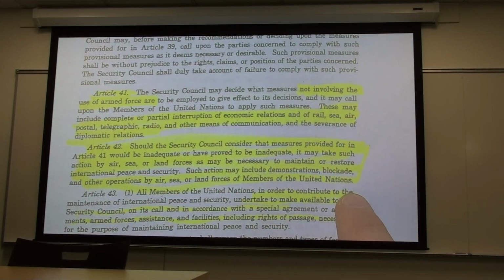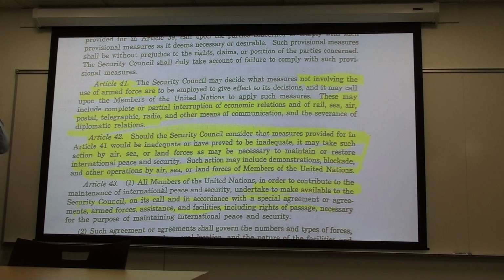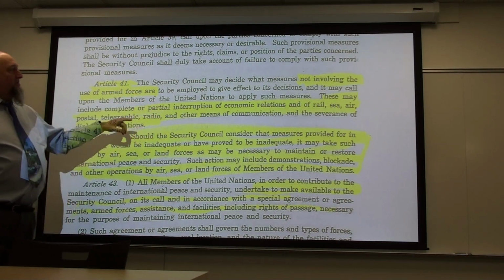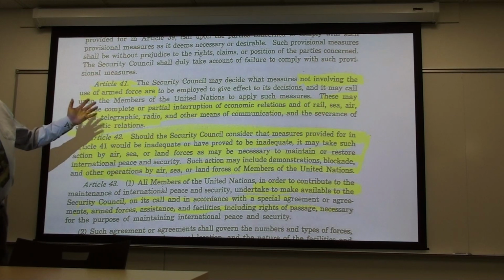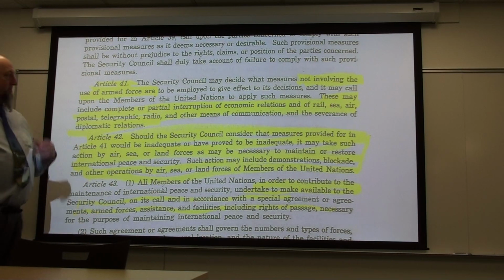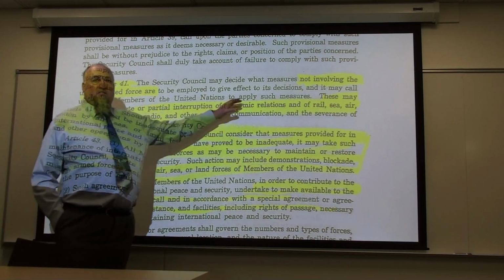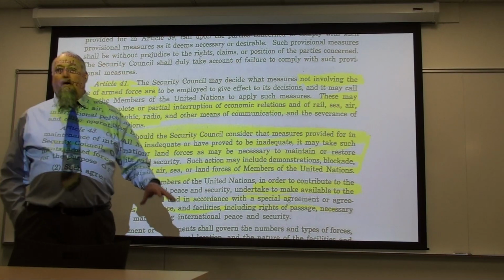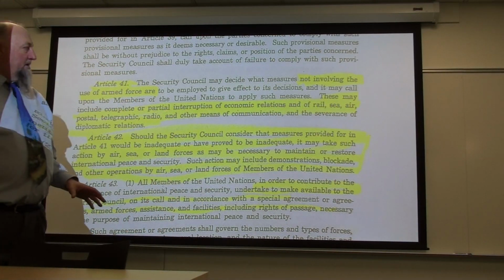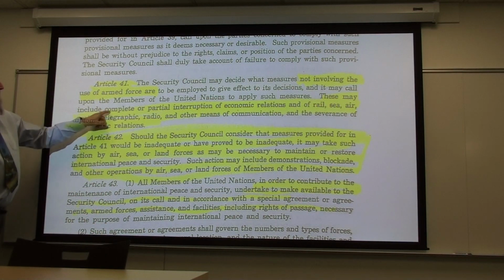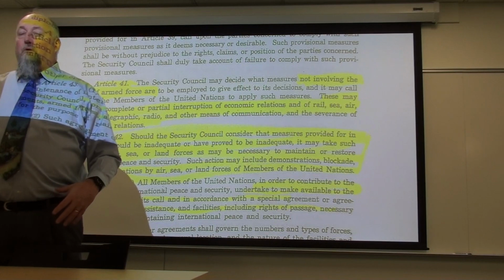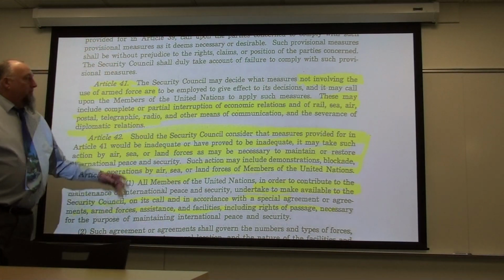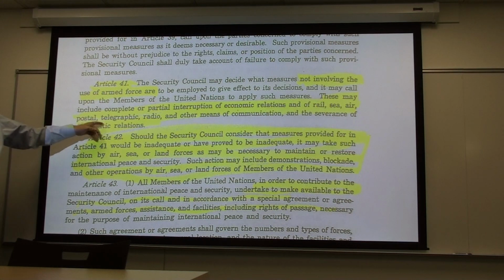So let's look at those two articles. Article 41. The Security Council may decide what measures not involving use of armed forces are to be employed to give effect to its decisions. In other words, to carry out its decisions. And may call upon the members of the United Nations to apply such measures. So this is non-military enforcement activity, decisions by the Security Council. That may include complete or partial interruption of economic relations. So that would be an embargo, a trade restriction placed upon a country, interruption of rail, sea, air, postal, telegraphic, radio, and other means of communication, and severance of diplomatic relations.